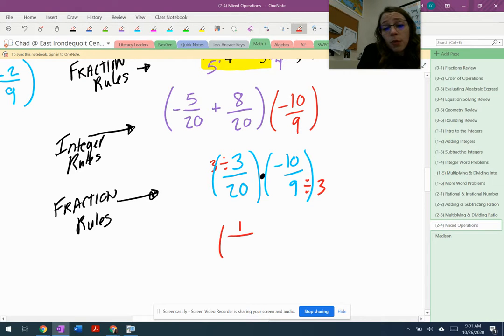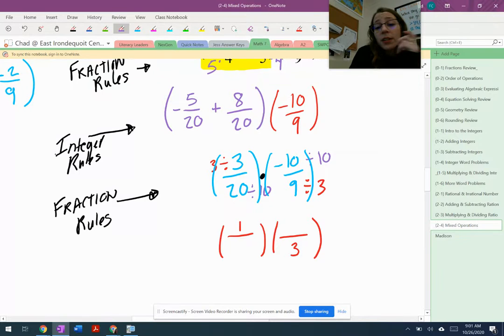Leaving me with 1 over something and 3 over something. Because I could also cancel those other two. 10 and 20 are definitely both divisible by 10, which is going to make things really nice for me. On the top, though, careful, because that's negative 10 divided by 10, which is going to remain a negative 1. And 20 divided by 10 is a positive 2.